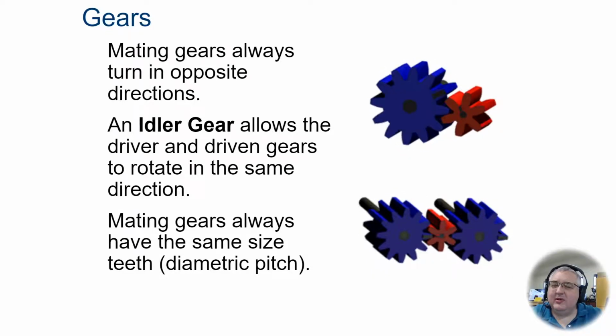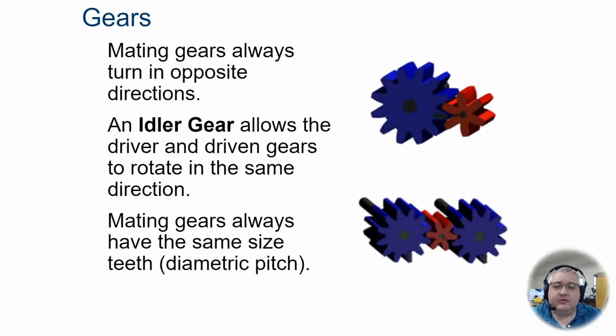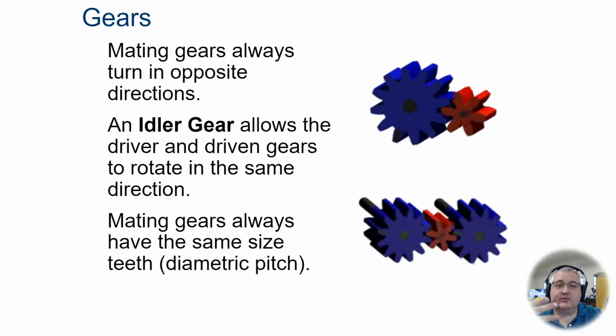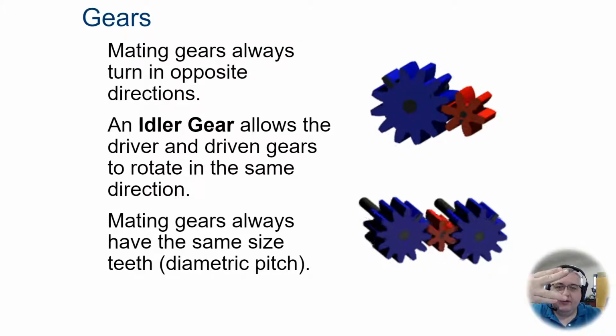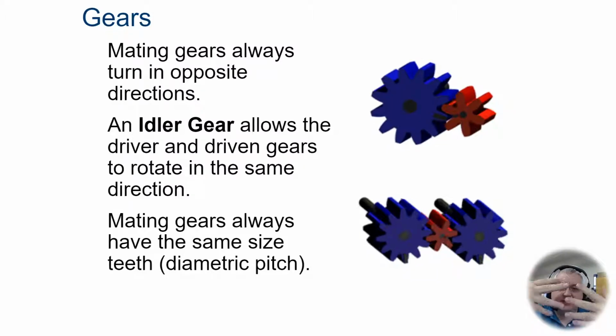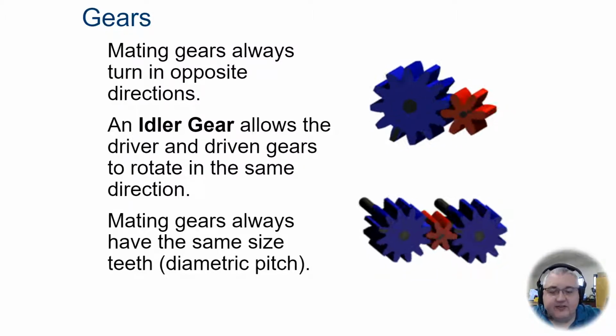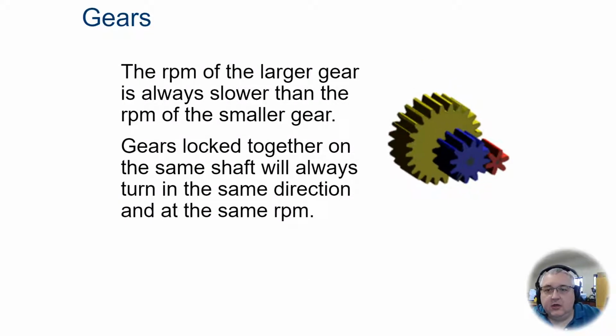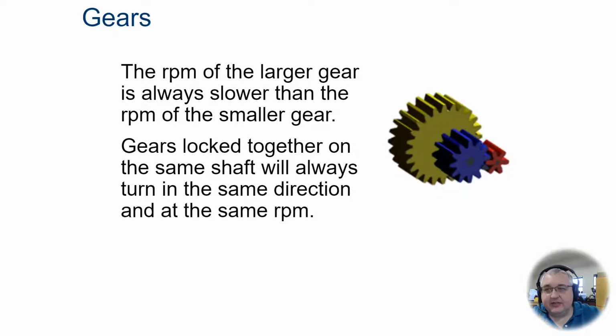It may seem weird to say, but you want the teeth to be the same size. You don't want to try to mate something with very large teeth with something that has very widely spaced teeth. The teeth need to be the same size for this interlocking. The RPM, or rotations per minute, of the larger gear is always slower than the RPM of the smaller gear. Think about this. There's a certain amount of gear teeth that can fit around the outside.